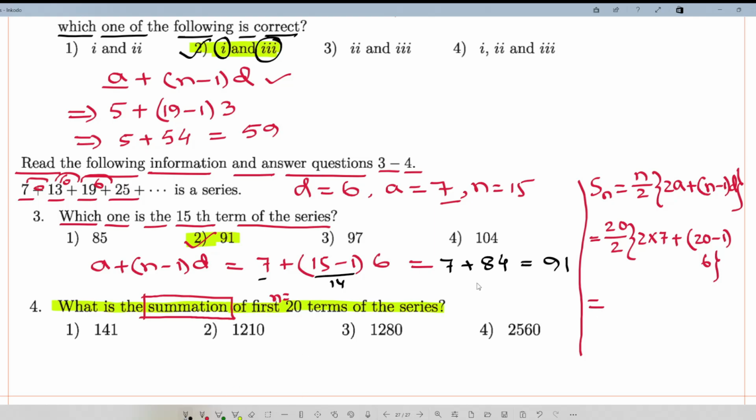Now look, 20 divide 2 is 10, then 2 times 7 is 14, plus 20 minus 1 is 19, 19 times 6 is 114. So here is 10, then times 114, and 14 is 128. Once you multiply by 10, it will become 1280. So 1280 is our right answer, which is number 3. Okay, so this is our right answer.